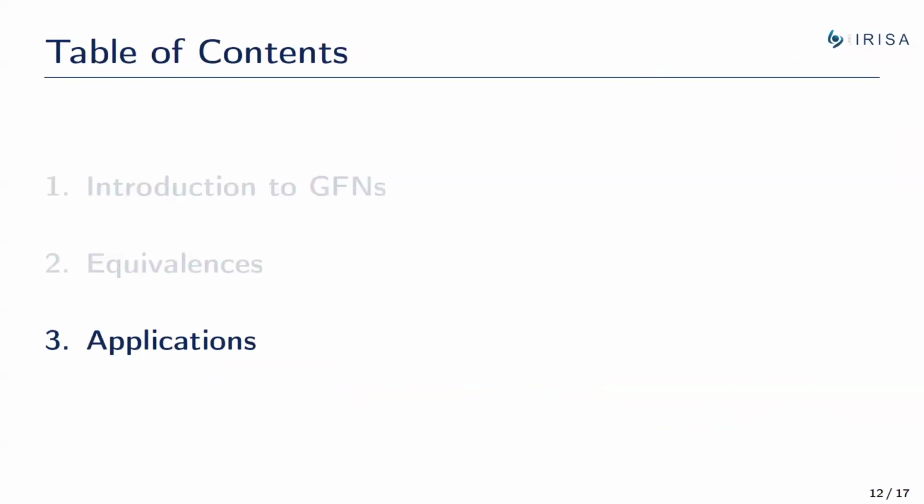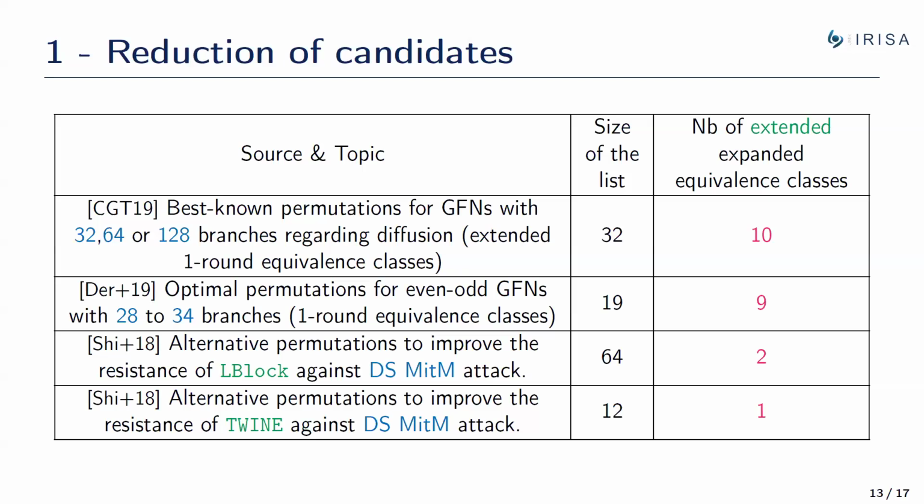So let's now look at some applications of these equivalences. The most direct one is looking at previous papers, where a long list of candidates for GFNs with good properties are given. In fact, these lists are quite redundant, and we reduce them. For example, in 2018, 16 permutations were suggested in order to improve the resistance of the block cipher Lblock against meet-in-the-middle attacks. But in fact, there are only 2 classes, so you could have given only 2 permutations. And here we introduce a notion of extended equivalence classes, where extended means that you consider that a permutation and its inverse are equivalent because they correspond to the encryption and decryption of the same GFN.